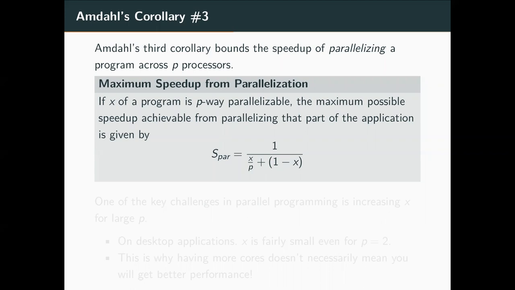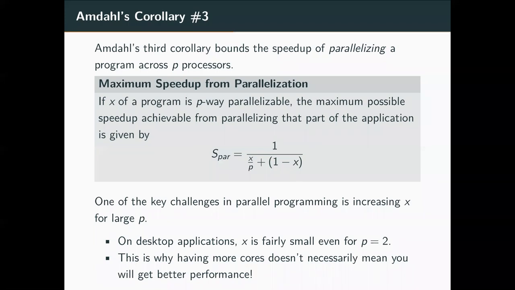This is the number of cores. And since we can parallelize out across P cores, that means that it's going to be a P times speed up for that part of the program. It's fairly difficult to actually do this. Increasing X for a large P, a lot of times you could distribute it across two cores without pulling your hair out, but on a lot of desktop applications, that's really not possible.